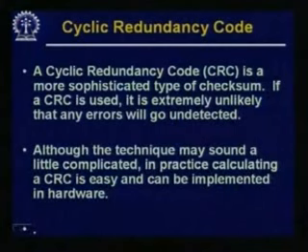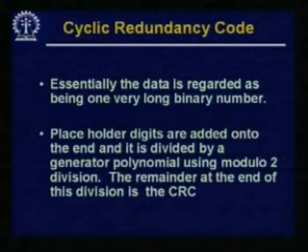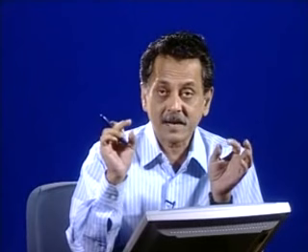So, what is CRC? Let us look at the details of it. Essentially, the data is regarded as being one very long binary number. After all, what you are sending is a string of ones and zeros. So, you can take a few of them and look at it as a binary number, although the original intention, especially if you are adding the header also, was not for it to be interpreted as a number. But for CRC purposes we interpret it as a binary number anyway.